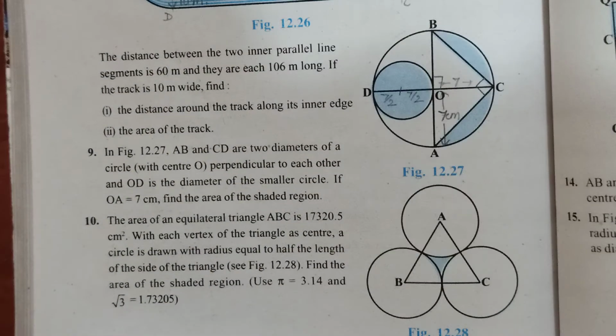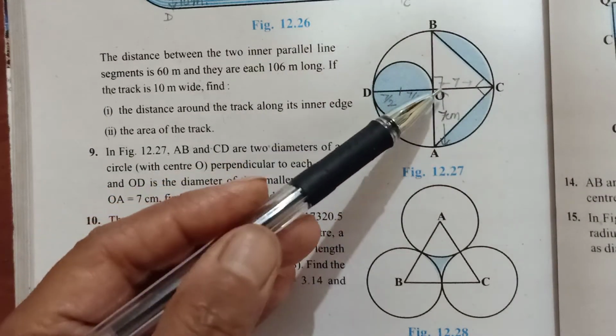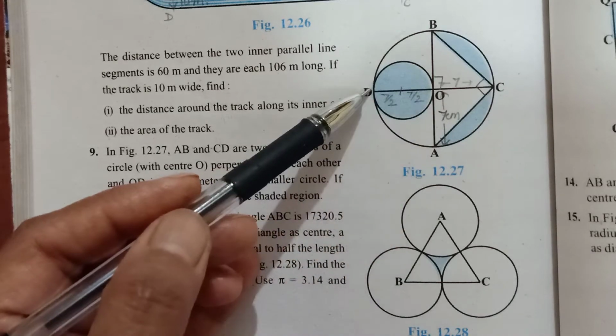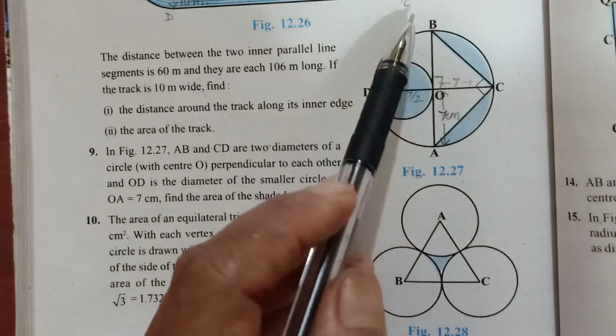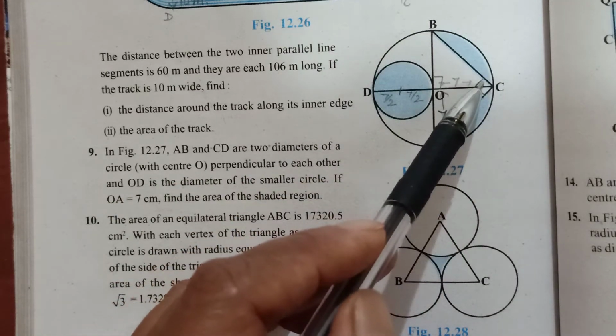So in the shaded region, we have this circle here whose diameter is 7. Okay, 7, this length 7 happens to be diameter of this. So radius इसका 7/2 हो जाएगा. And then this is a right angle triangle here. यहाँ पे भी right angle है, यहाँ पे भी right angle है.